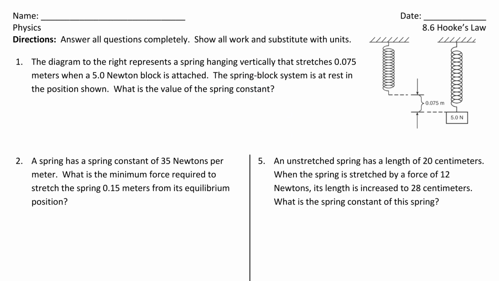All right, without any further ado, number one, the diagram to the right represents a spring hanging vertically that stretches 0.075 meters from equilibrium when a 5 Newton block is attached to it. I was predicting what the question was going to say. Anyway, it says the spring block system is at rest in the position shown.